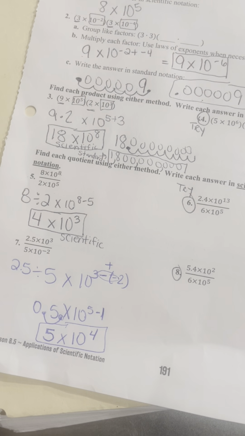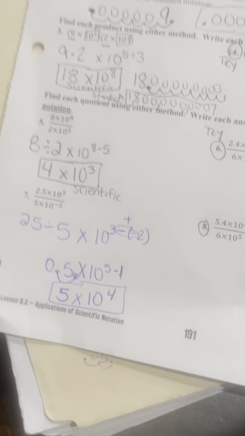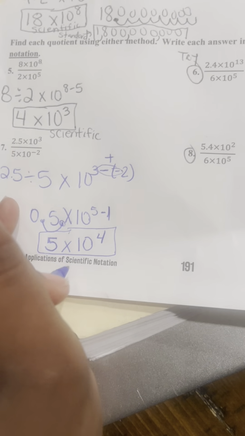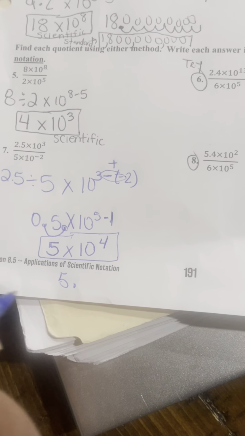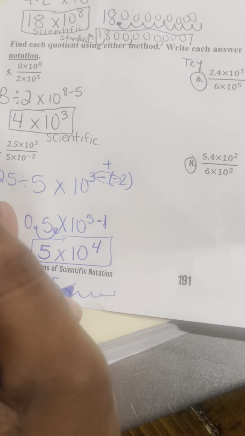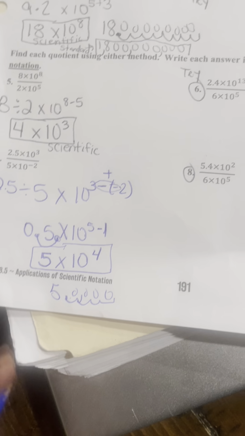That's scientific notation. If I had to put it in standard form, you would say your decimal is always at the end. 1, 2, 3, 4. So that would be 50,000.